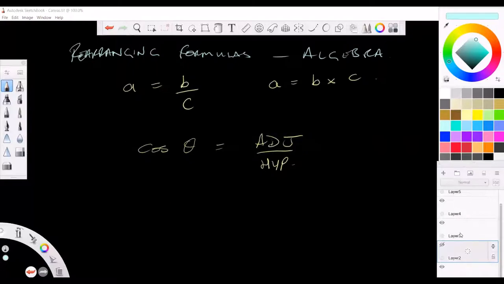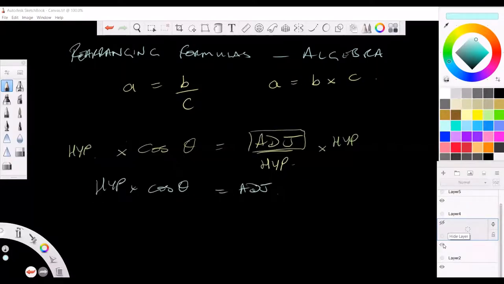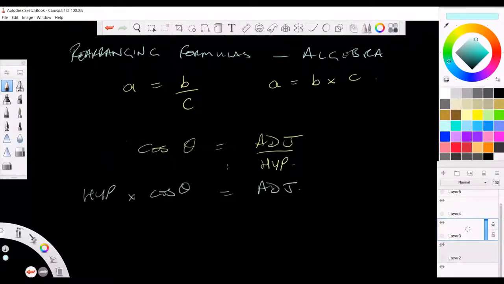If I take this away, what I ended up with before was that the hypotenuse times cos theta equals the adjacent. That's what I ended up with, if you remember. So there we go. Hypotenuse times cos theta equals adjacent. What I've done effectively is I've removed the hypotenuse from this side.